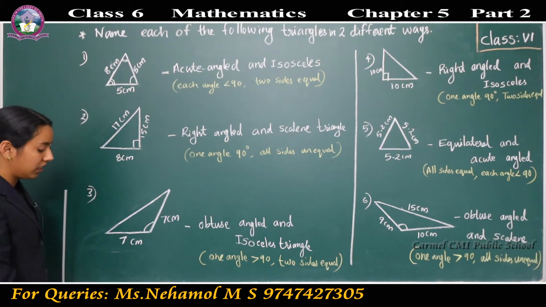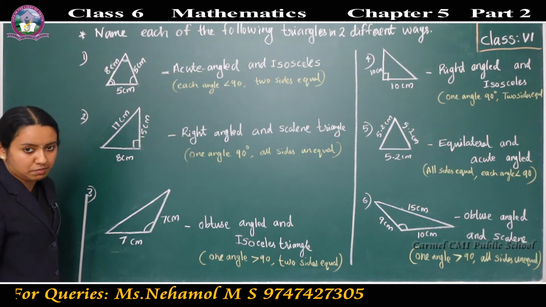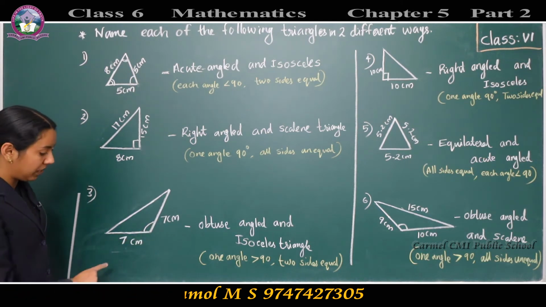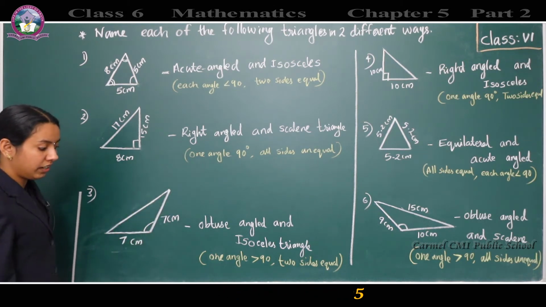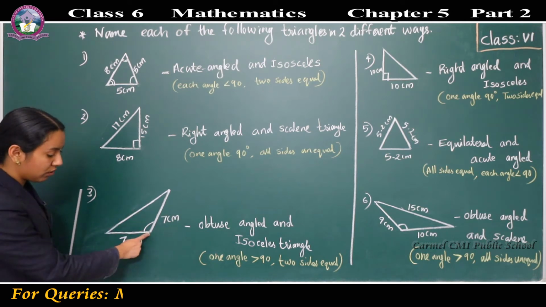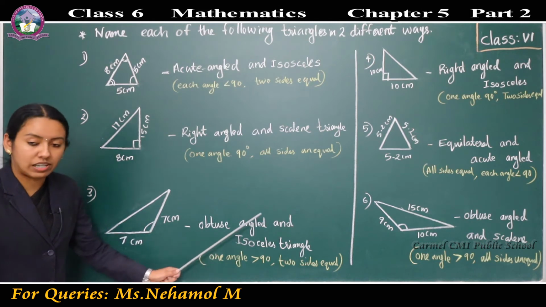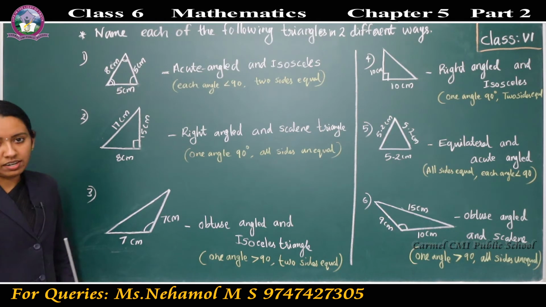Then next one, third one. Two sides are given, 7 centimeter, 7 centimeter, so it is an isosceles triangle. Then one angle is also given, greater than 90 degree. So it is an obtuse angled and isosceles triangle.